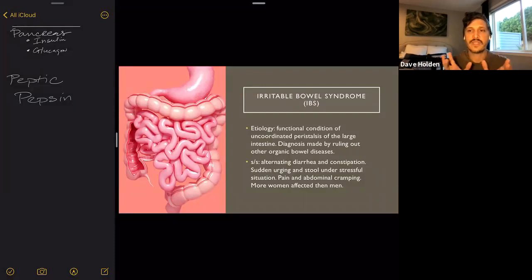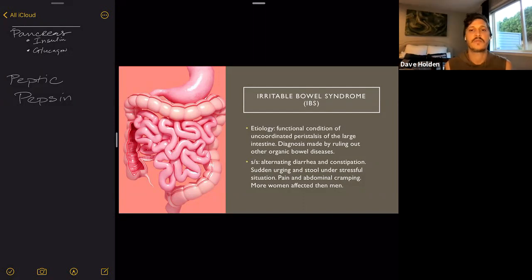So one of the main symptoms is alternating constipation and then diarrhea. So like for 4 days, I cannot get off the toilet. And then for a week, I cannot do anything on the toilet. Sudden urging to go, stool under stressful situations, pain, abdominal cramping.